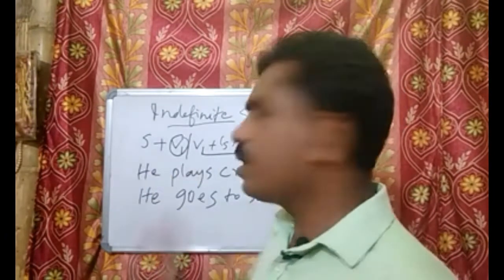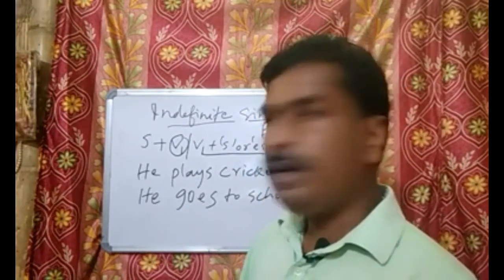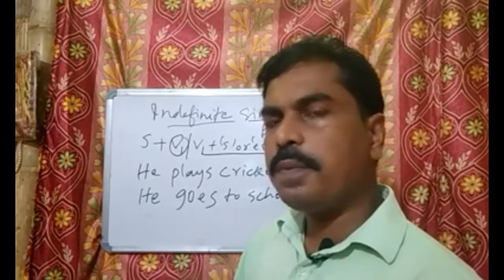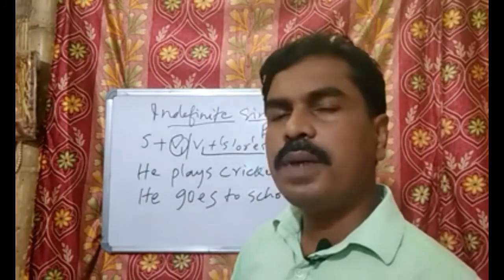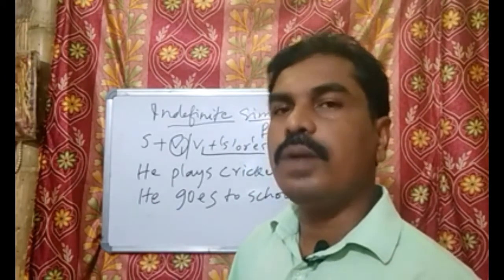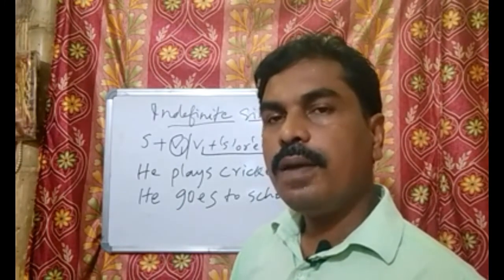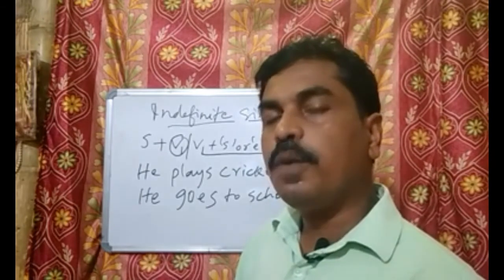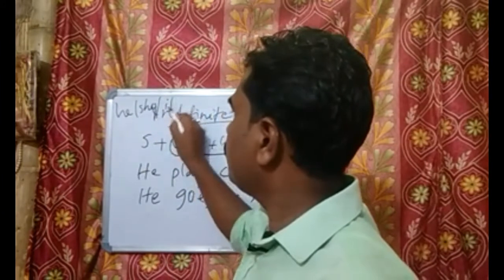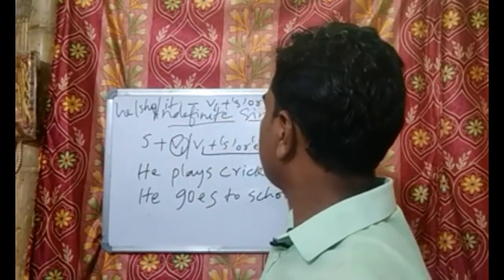With the first person, let me make it very clear to you, with the first person I and we, it will be just the verb 1. Second person it will be verb 1. Third person plural they, verb 1. But third person singular, that is he, she, it, you will use verb 1 plus s or es.